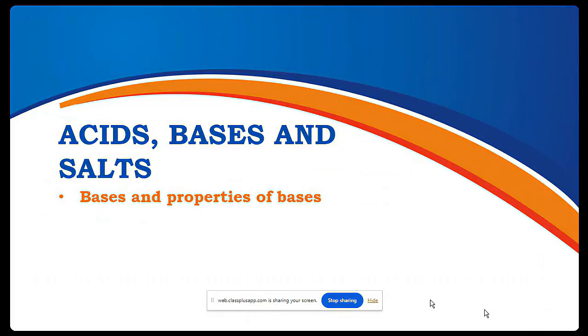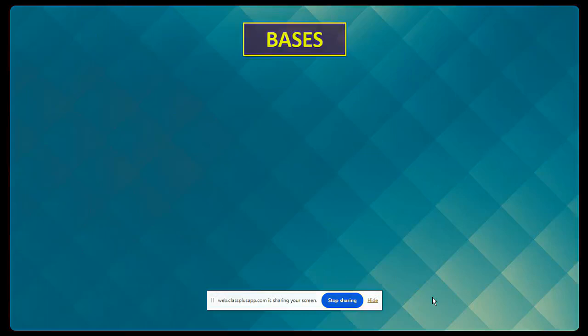Today we are going to discuss the properties of bases. As we know, we discussed the properties of acids in the previous session. There are 8 properties of acids. Like that, there are 7 properties of bases which we are going to discuss today. Then we'll discuss the pH value. So, look at the first property of base.